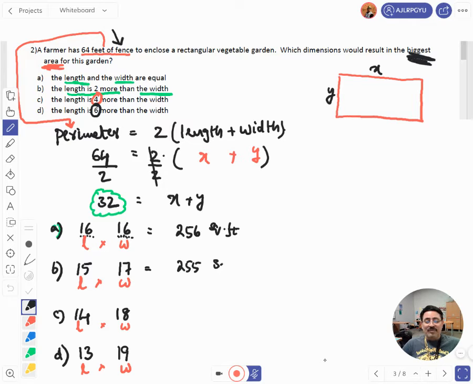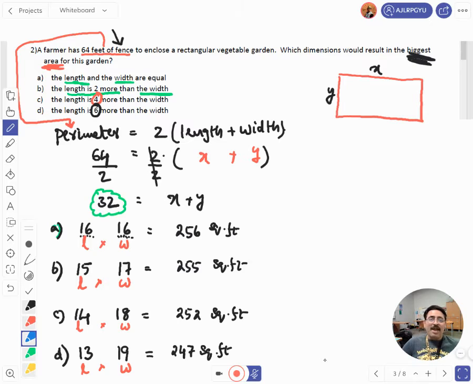So 255 square feet, and 14 times 18. Let's see what it is. 252. Oh my gosh, it's going down. 252 square feet, and 13 times 19. My bad, 13 times 19 is 247. 247 square feet.